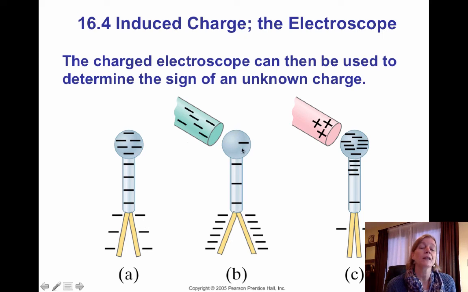Notice also that we didn't allow things to touch here because we don't want charge moving. Then we wouldn't be able to say anything about the green object or the red object. If we allowed it to touch the electroscope, we'd have charge moving, and we wouldn't know what the effects were due to. So you just want to bring it nearby but not touching, in order not to complicate things by having charge move between the two objects.